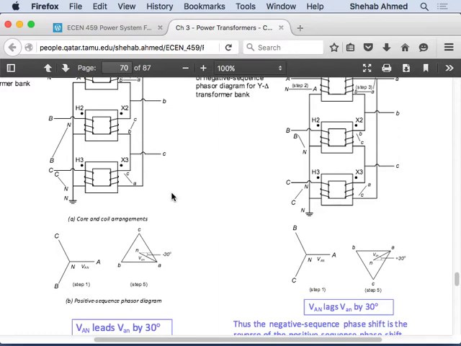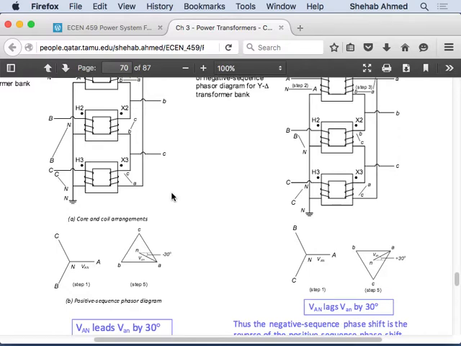For a star-star or a delta-delta transformer, if I just measure the voltage in the primary and the voltage in the secondary, I can tell you that the ratio of the turns on the primary and turns in the secondary is a certain value. With a star-delta transformer, it's not the case, right? Because with a star-delta transformer, I already have a magnitude change because of the square root of 3.